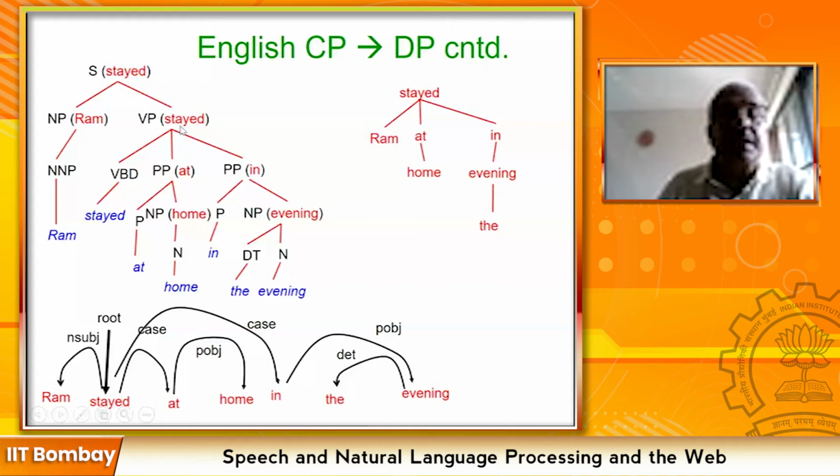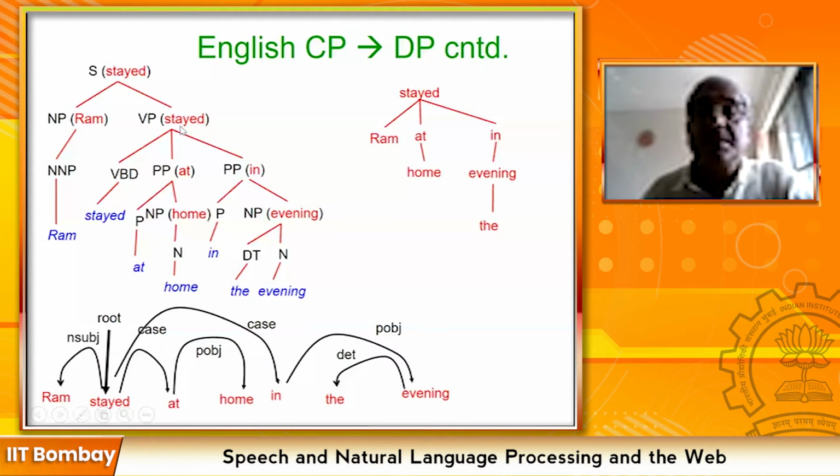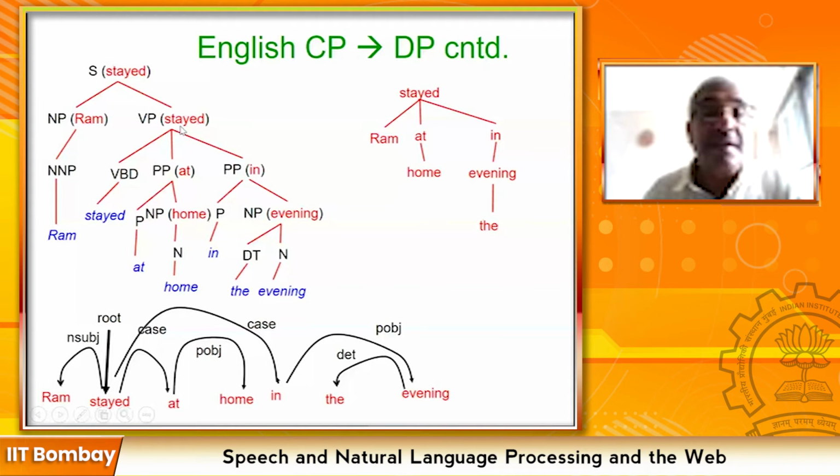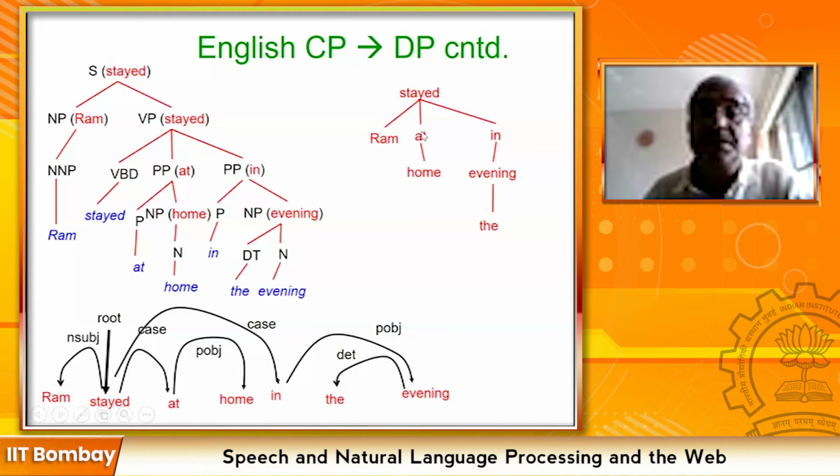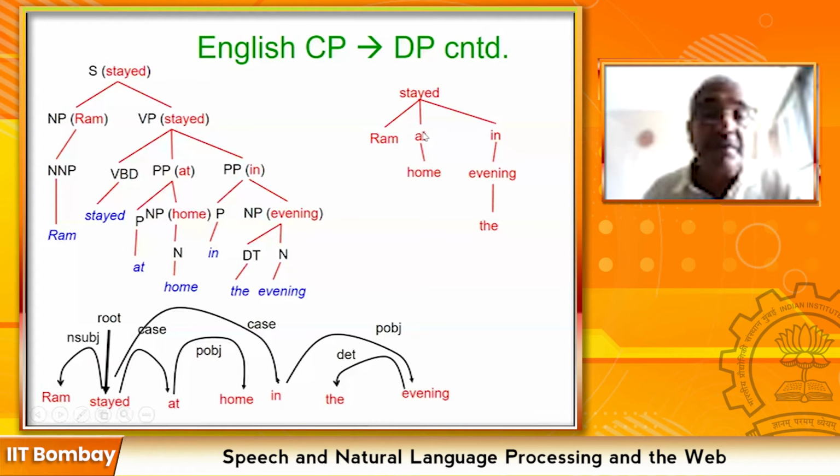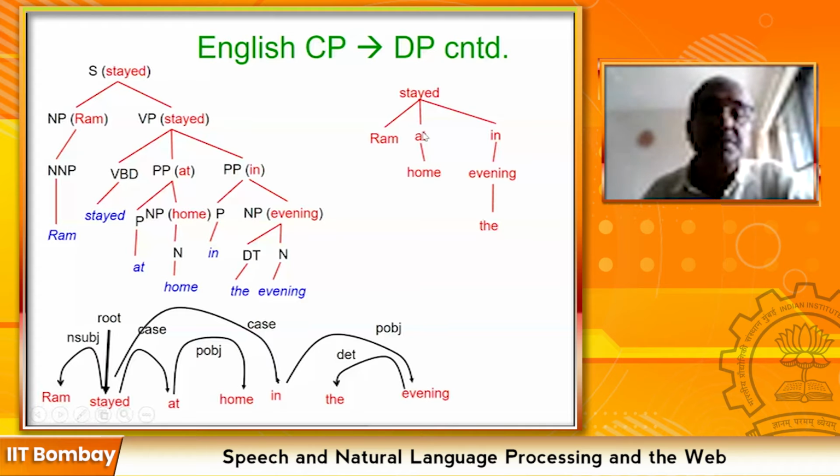So now I just keep stripping the non-terminals and the corresponding arcs from the constituency tree and obtain my dependency tree, which is unlabeled. So stayed is obtained from S, and then Ram is obtained from NNP, from NP. So stayed and Ram are connected. Then stayed and at are connected because at has come to the top of the subtree rooted at PP. So at is linked with stayed, and then at is linked with home because home is the modifier for the head at in the preposition phrase PP, at home.